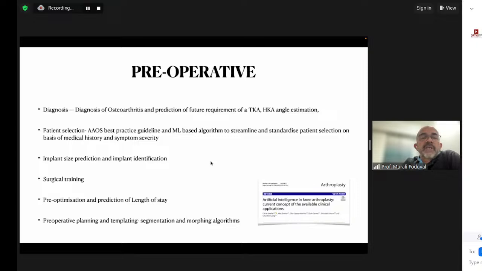Another area which has been very prominently explored is implant size prediction and implant identification. Now, implant size prediction, despite digital templating tools, remains a challenge. And with the inventory increasing more and more with the increase in modularity, implant size prediction has come to be an area which has been extensively explored but not really utilized. Kunz et al. have got a tool up there on the web where you can input some basic parameters such as BMI, age, sex, and then get a tentative implant size.